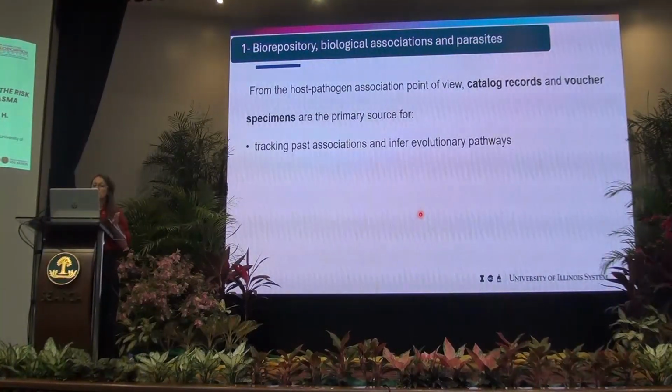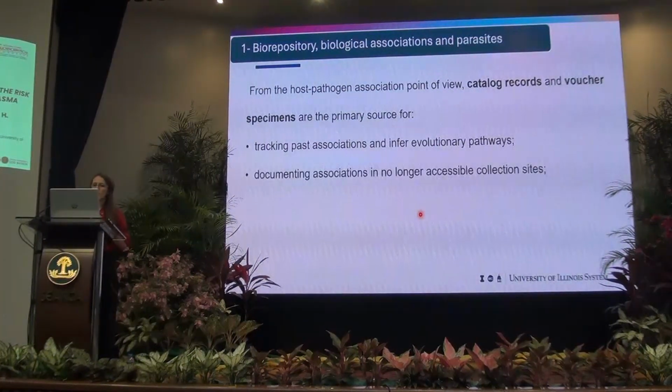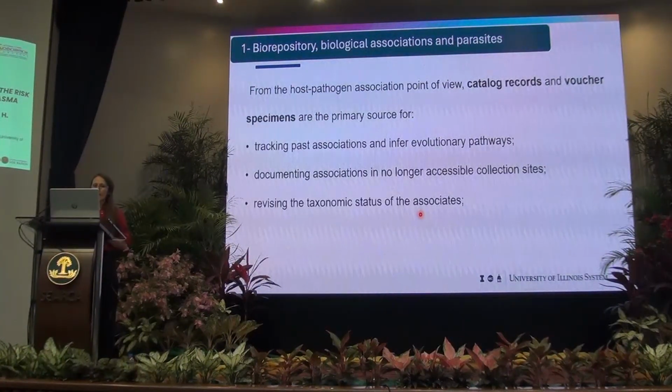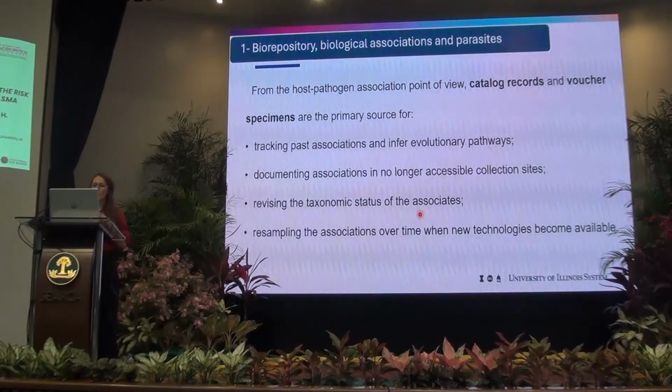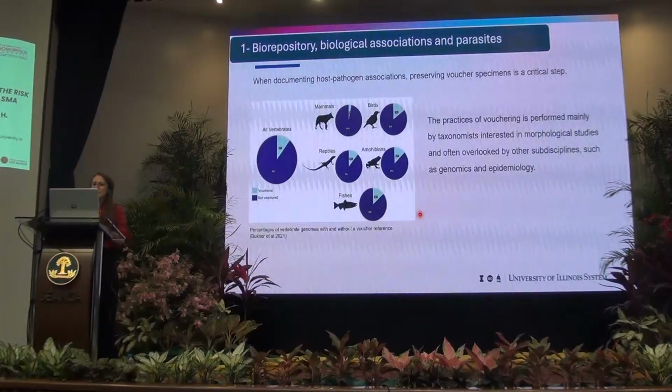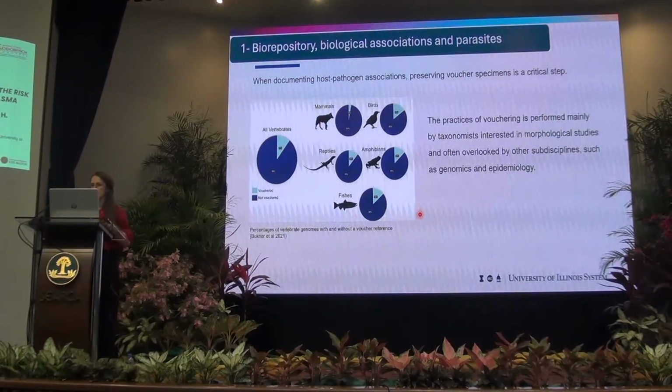From the host pathogen association point of view, catalogs, records, and voucher specimens are the primary source for tracking past associations and inferring evolutionary pathways, documenting associations in no longer accessible collection sites, revising the taxonomic status of the associates, which is really important, and resampling the association over time when new technology becomes available. So when documenting host pathogen association, preserving voucher specimens is a critical step.